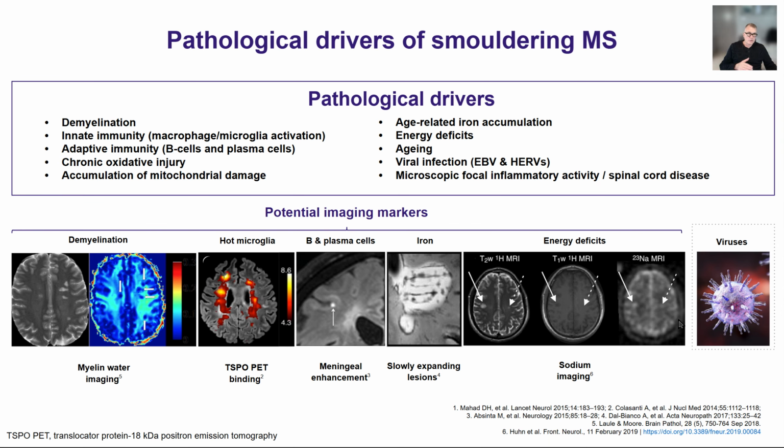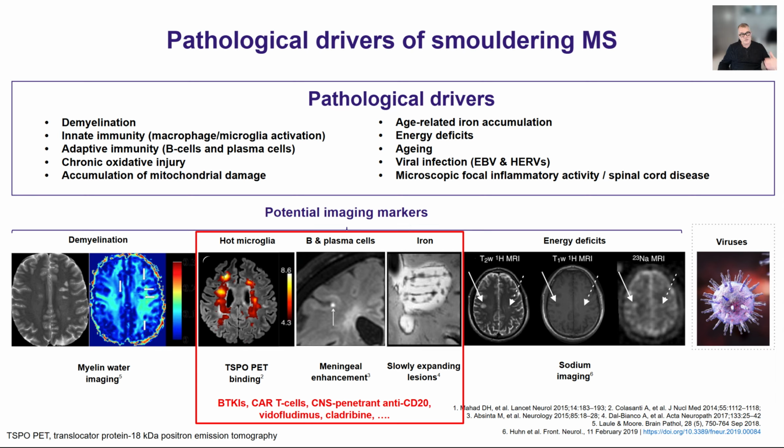Now, there are a whole lot of pathogenic processes that we think drive this. We think maybe persistent demyelination, innate immune activation, the so-called hot microglial hypothesis, the intrathecal B and plasma cell response, in other words, the antibodies that are being produced, free iron that are driving slowly expanding lesions, energy deficits. This is probably related to mitochondrial toxicity. And I'm in favor of potentially an untreated CNS viral infection driving the disease. And there's also this thing called microscopic focal inflammatory activity. In other words, even though we don't see focal lesions clinically with relapses on MRI, we may still be getting small focal inflammatory activity occurring that would need to be addressed by a more potent anti-inflammatory therapy.